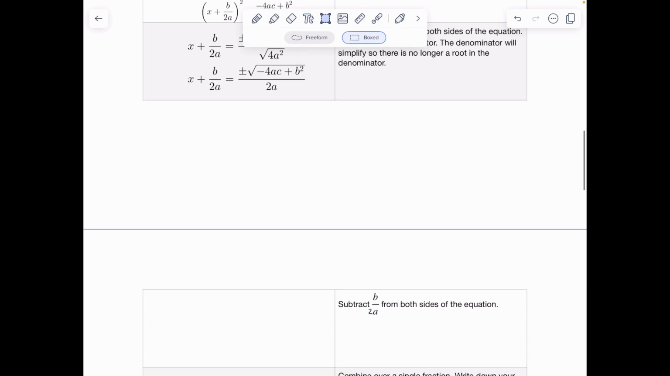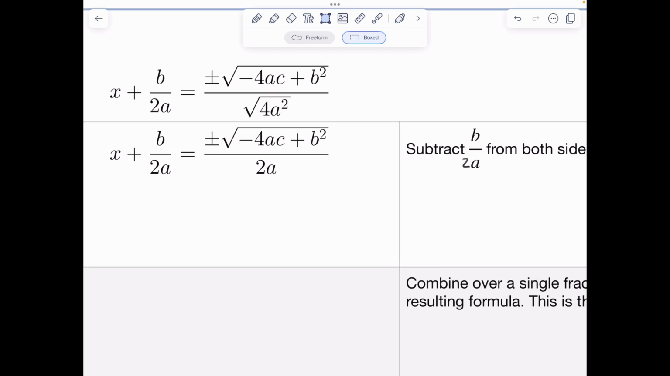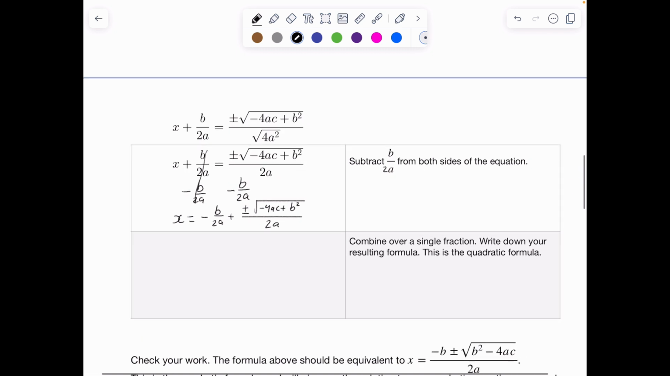So I'm going to rewrite that down here. Copying that down here, we need to subtract b over 2a from both sides. So take b over 2a away from here, and those will cancel out. And take b over 2a away here. So what I'm going to do is rewrite this as x is equal to negative b over 2a plus or minus the square root of negative 4ac plus b squared over 2a. So I've subtracted it from both sides.